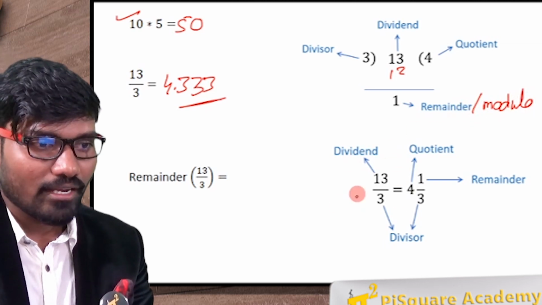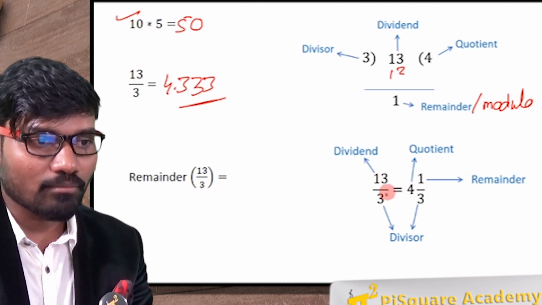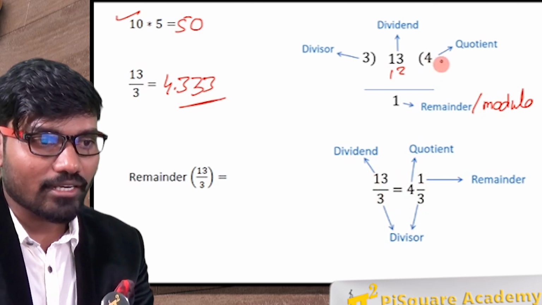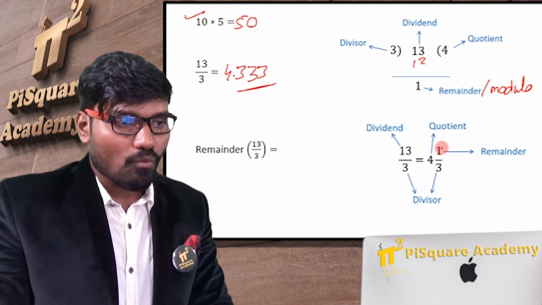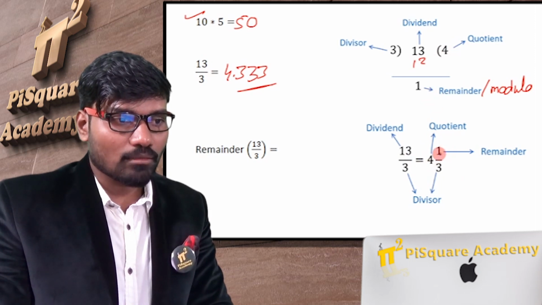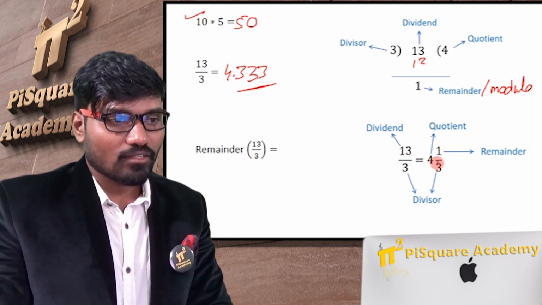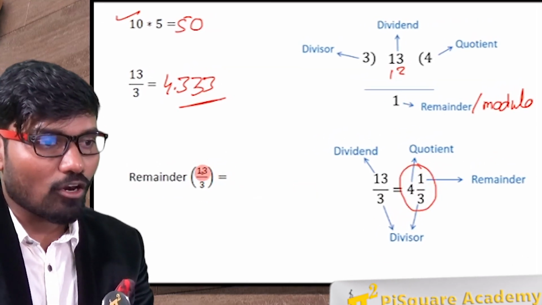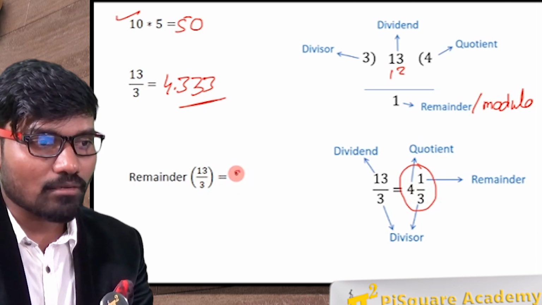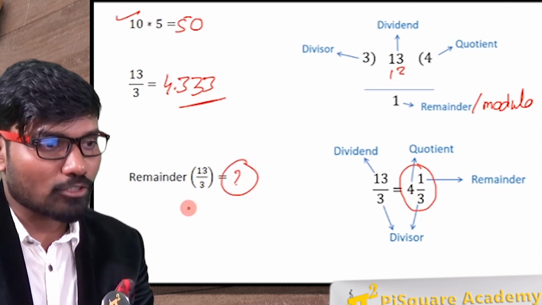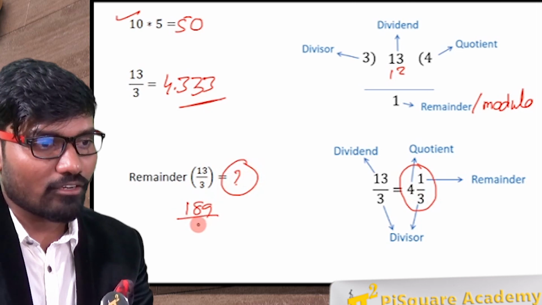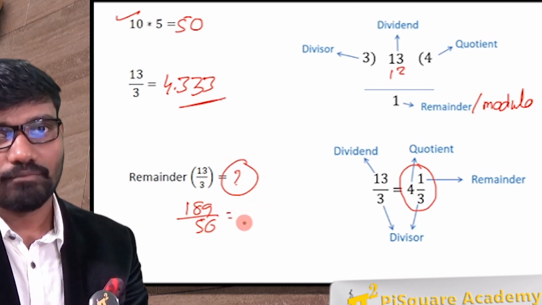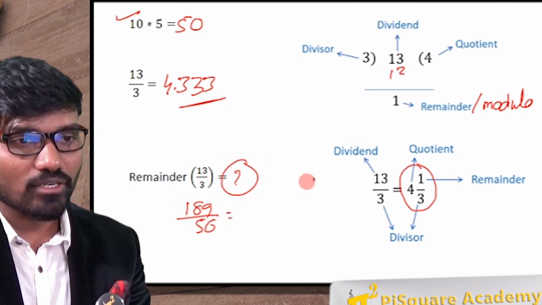In the same way, in the mixed fraction, how do I write? 13 by 3 means 4 is the quotient. I'll keep the quotient here. Then 1 is the remainder, whatever the remainder I have, over the divisor. This is how I represent it as a mixed fraction. So now I need to find, after performing 13 by 3, what is the remainder. Or maybe after performing 189 by 56, what will be the remainder. Okay, let's perform that using the calculator.